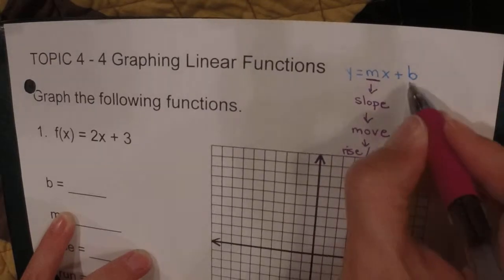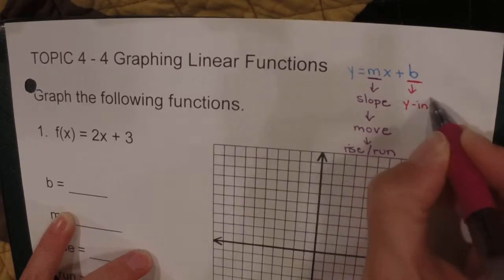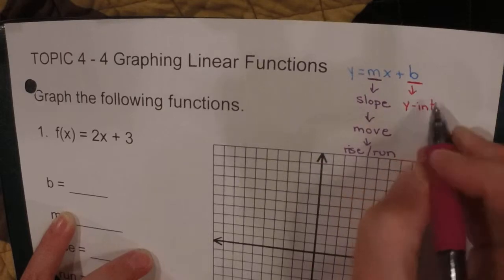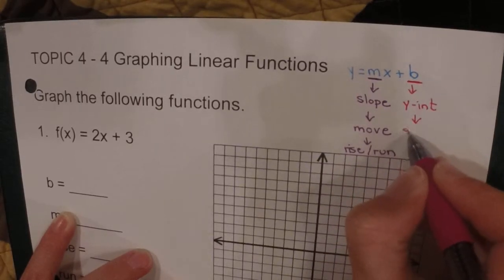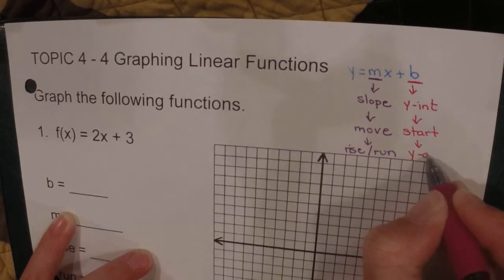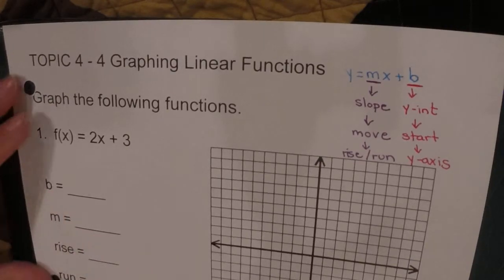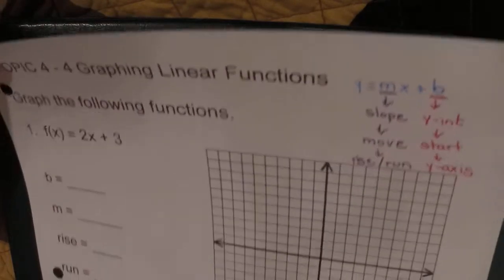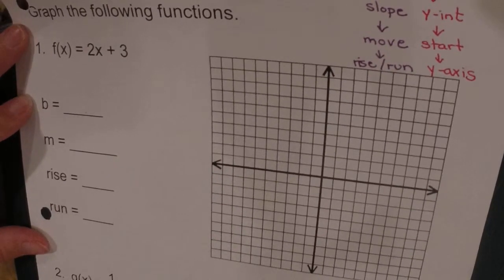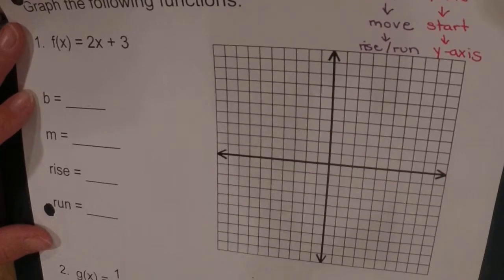The b value, this is your y-intercept. That's why this is called slope-intercept form, because it gives you the slope and the y-intercept. This is always going to be where you start, and this will always be on the y-axis. So as we work through this first problem, those are things that we want to go ahead and mark. It says number 1, f of x equals 2x plus 3, and they want us to graph that on the coordinate plane.